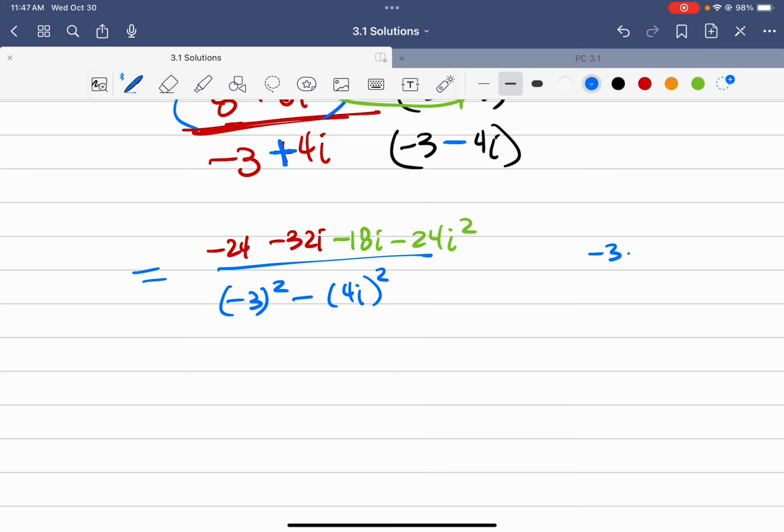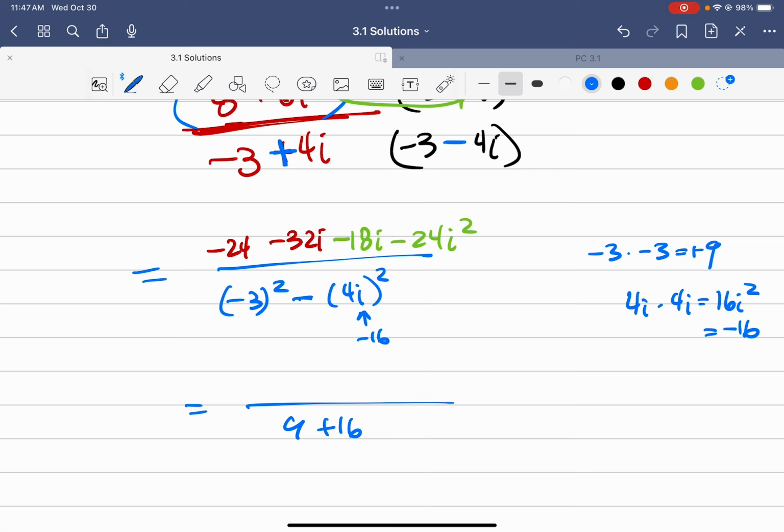So negative 3 times negative 3 is positive 9. And then 4i times 4i is 16i squared, which is negative 16. Then make it negative, so this is really plus 16 on the bottom. Because if that's negative 16 and then you subtract a negative, it's the same as plus 16. So the bottom is really just 25.